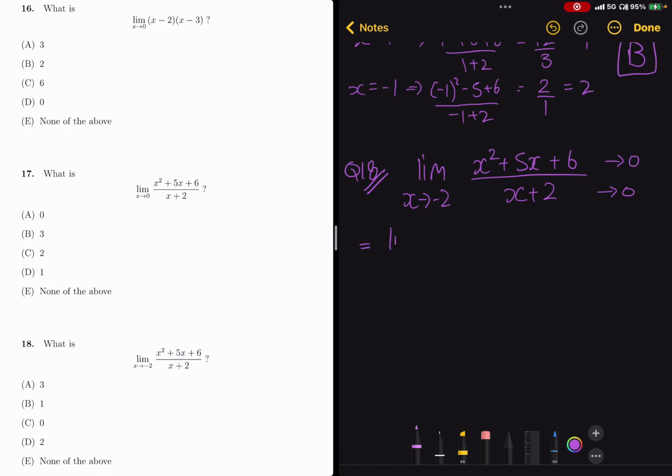So this is equivalent to the limit as x approaches minus 2 of the derivative of the numerator, which is 2x + 5, divided by the derivative of the denominator, which is 1. So now if we let x approach minus 2, we have minus 4 + 5 on 1. That's 1 on 1. That's 1.